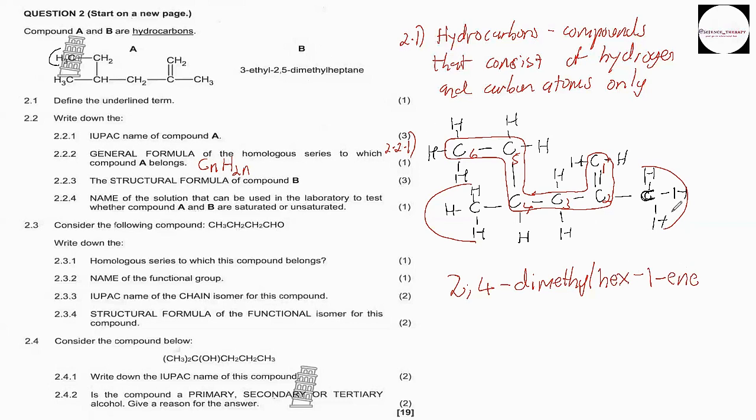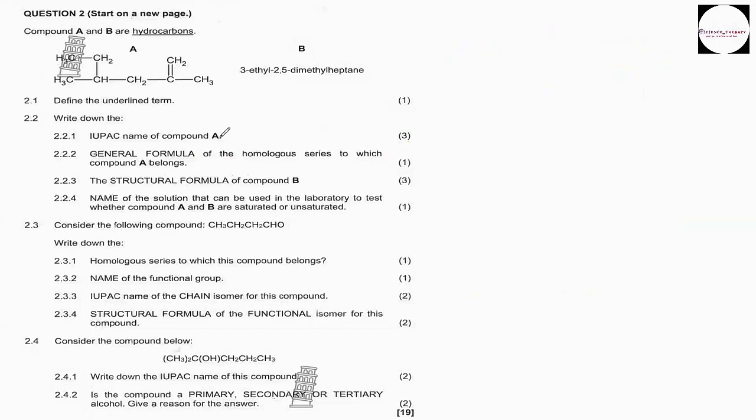And then 2.2.3 says the structural formula of compound B, right? So allow me to just erase everything now. To write down the structural formula of compound B, let's first start with the longest chain here, which is heptane. Hept means 7 carbons. So we're going to go 1, 2, 3, 4, 5, 6, 7. And then to check our disturbances, we can see that we have a methyl branch in 2 and 5, and then we have an ethyl branch in number 3.